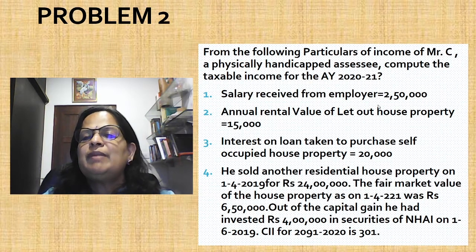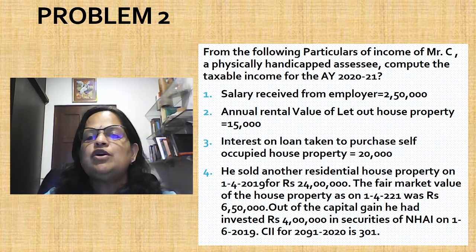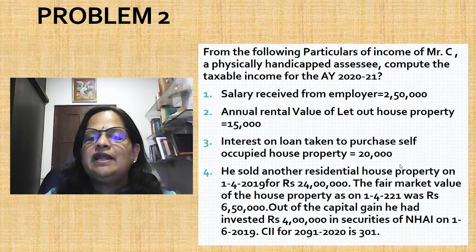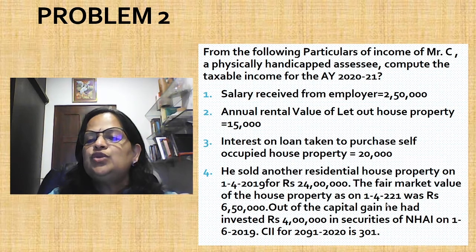Salary received from employer 2,50,000. Annual rental value of let out house property 15,000. Interest on loan taken to purchase self-occupied house property 20,000. So you have to calculate salary and computation of house property. He sold another residential house property on 1/4/2019 for 24 lakhs. The fair market value of the house property as on 1/4/2001 was rupees 6,50,000.